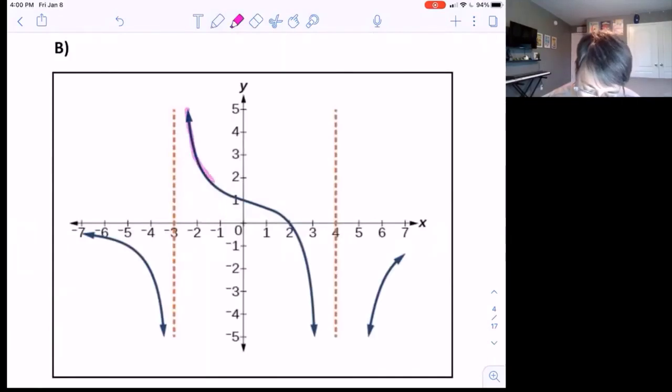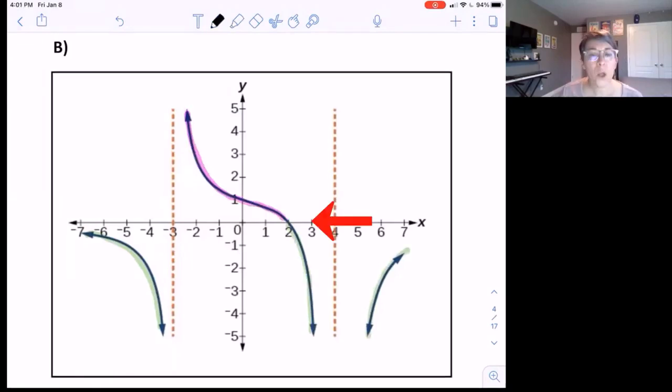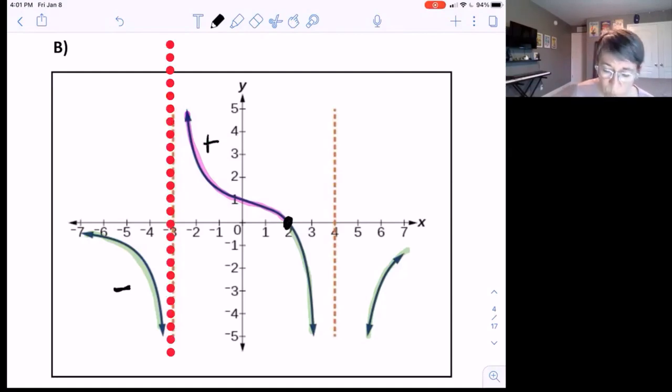Now let's take a look at this rational function. We still have all of our positive function values above the x-axis and all of our negative function values below the x-axis. But where do they change signs? Well, they also change signs here at 2, 0 at our x-intercept. But notice if we read the graph from left to right, it's going from negative y values here to positive y values here across our vertical asymptote.